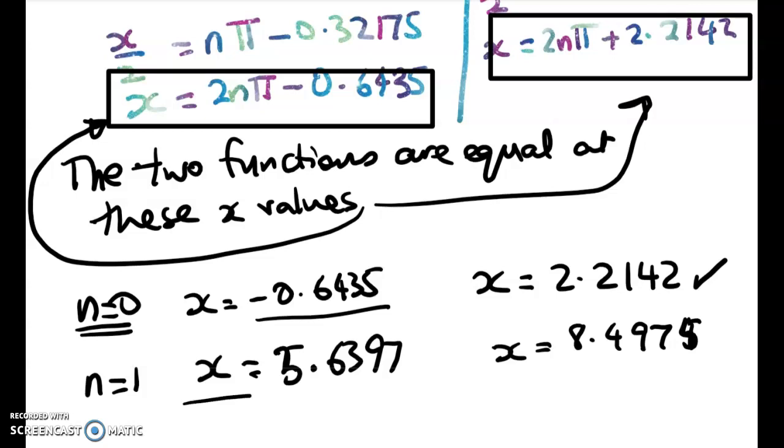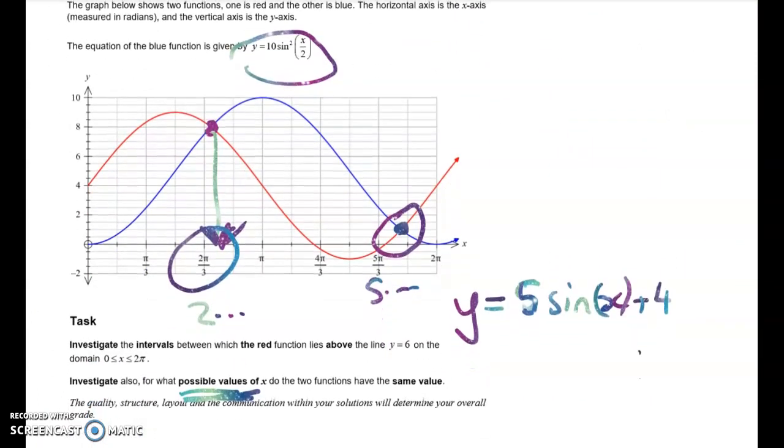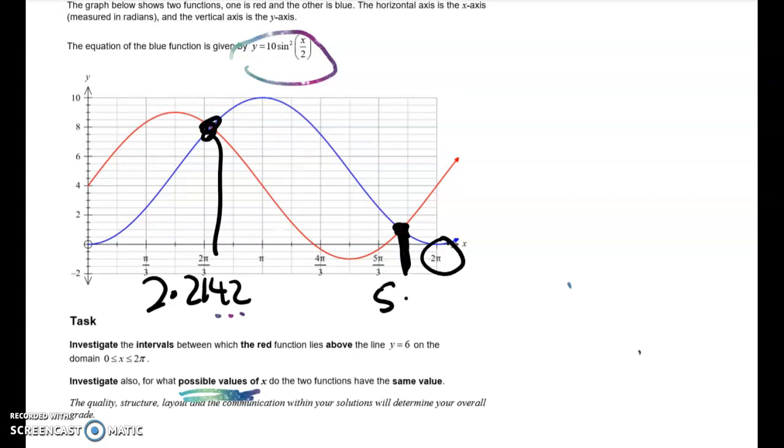Okay, so what we want to do now is just go up and check that these numbers make sense with the original picture. And you can see that they do. Okay, so this value here, the last one, is 2.2142, and this one here is just a bit below 6.28, which is 2 pi, so this is 5.6397. So there you go.